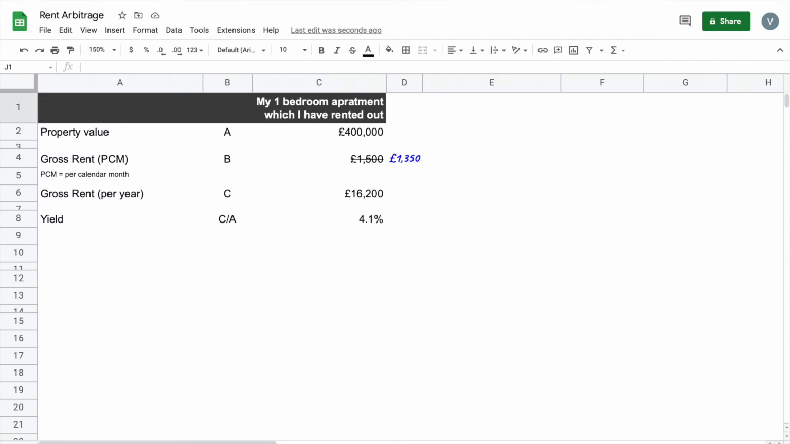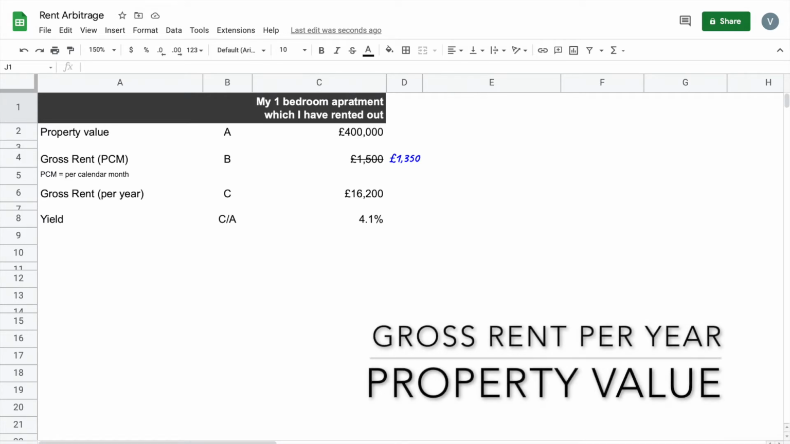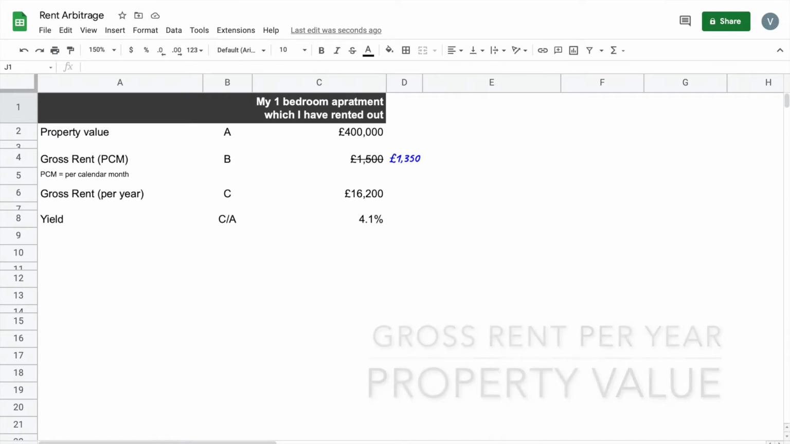So what I've done is I've assumed £1,350 rent, which is actually what I'm getting now, so I know someone is comfortable paying that amount. This gives me a yield of 4.1%, which is still pretty decent for the London area. To calculate the rental yield, I've taken the gross rent per year and divided that by the property value.